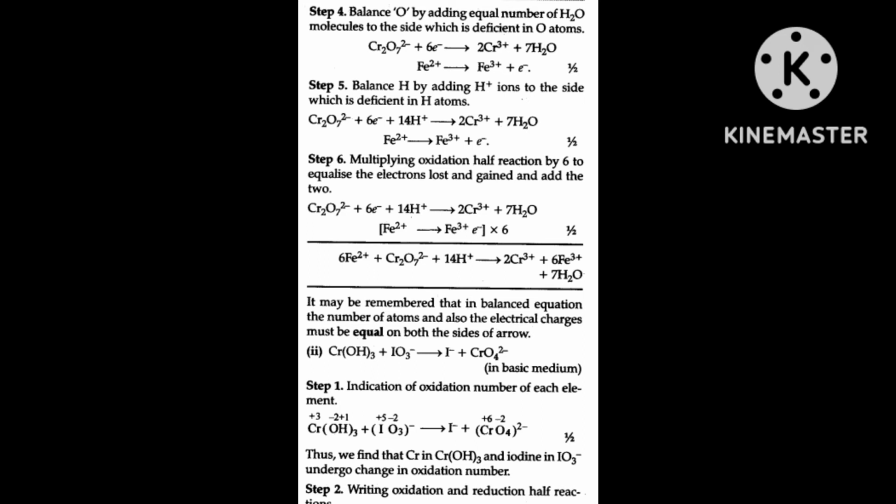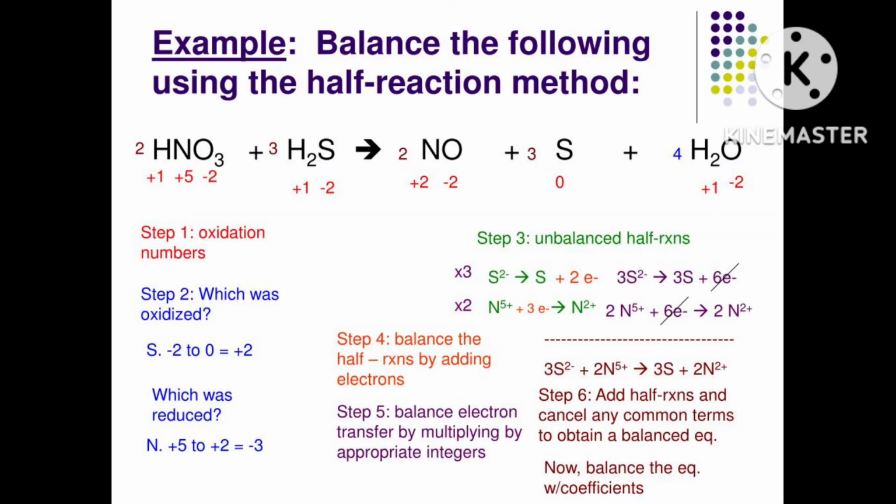Now you can see Mn was +7, now it became +4. It means it got 3 electrons. It is taking the electrons, so it is the oxidizing agent. An oxidizing agent takes the electrons. So Mn becomes the oxidizing agent, and iodine, obviously, will be losing the electrons.